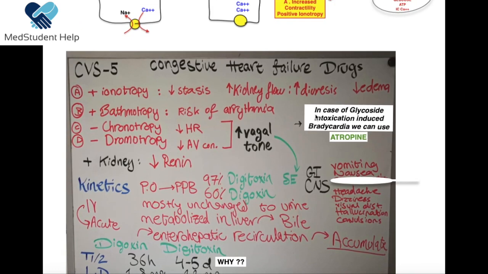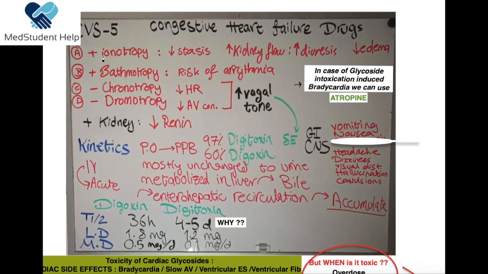But what do the cardiac glycosides do as well? So we said positive inotropy, increasing the contraction. Now, by increasing the contraction, we're going to enhance the circulation, right? So this is going to decrease the stasis that was already present in the heart failure patients, and the perfusion or the kidney blood flow is going to increase.